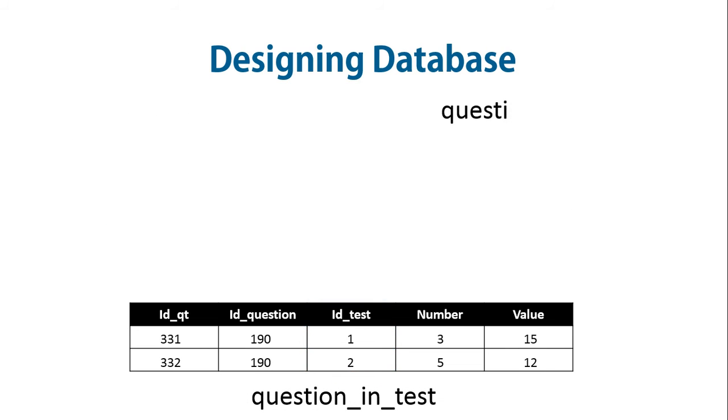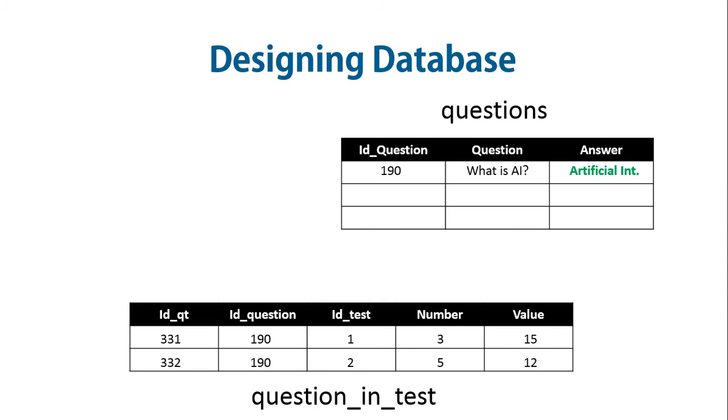The table questions contains ID question used in question and test. Each question can be used in many tests, but each entity inside question and test can refer to only a single question. So, the relationship from questions to question and test is also one to many.